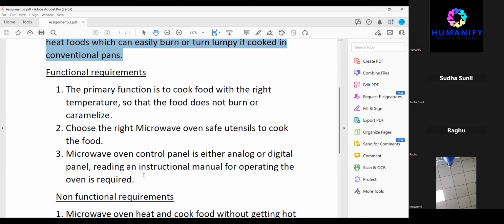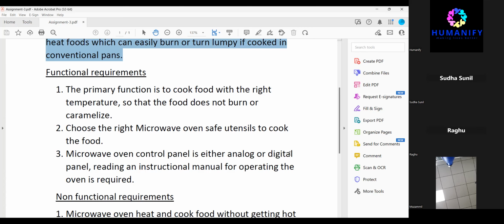So, there are a couple of things. The microwave oven control panel is either an analog or digital panel, which is good, where you can set your heat digitally or analog, for the functioning.